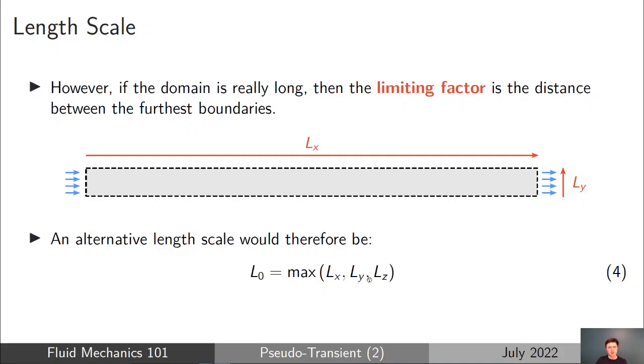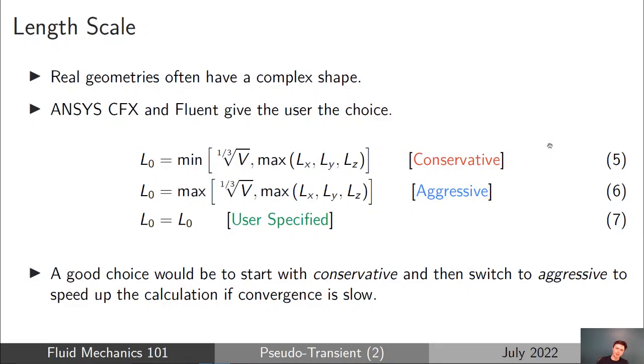And so for a really long CFD domain, perhaps a better specification of the length scale would be the maximum dimension of the domain, or the maximum length of a bounding box that surrounds the entire domain. That would probably be a better approach if our domain is long and thin. But of course, in reality, CFD domains often have a complex shape, and they're not a single long thin pipe. They're not a box or a cube shape.